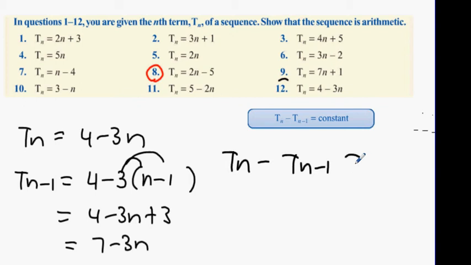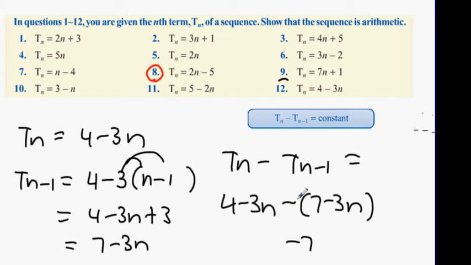We already know it should be minus 3, shouldn't it? The gap should always be minus 3 for this question only. Let's see if it turns out to be minus 3. 4 minus 3n. Take away what? 7 minus 3n. What's minus times 7? Minus times minus 3.